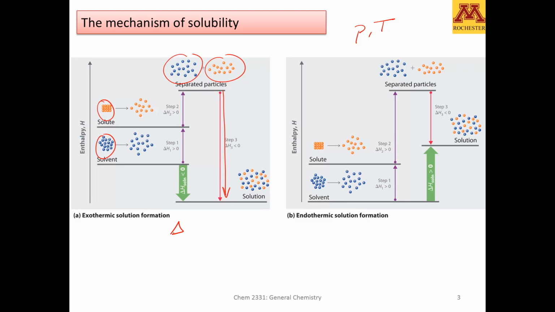In any case, we will have an exothermic process if the energy, or the internal energy, the enthalpy of the solution is lower than the solute and the solvent. We will have an endothermic process when the solution appears to have more internal energy than the solute and solvent separately.